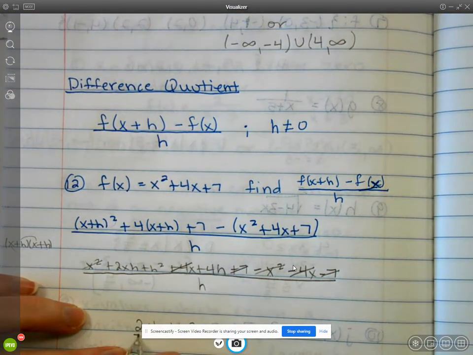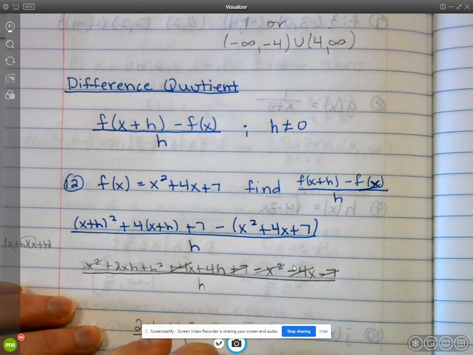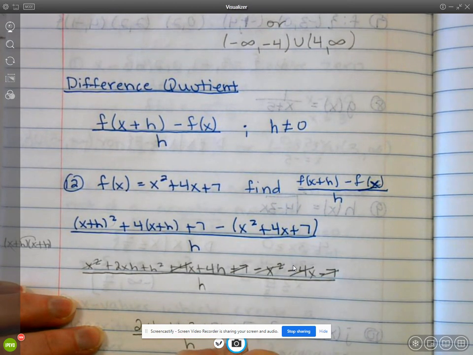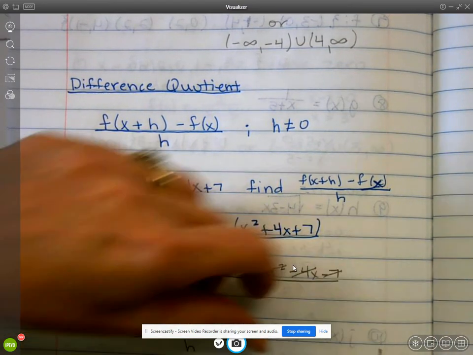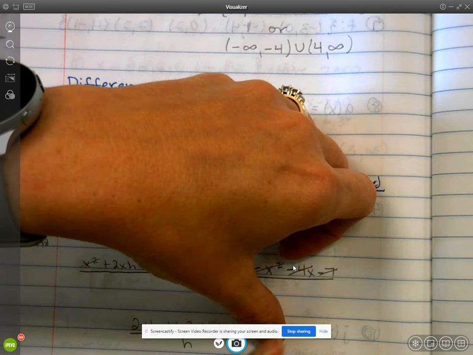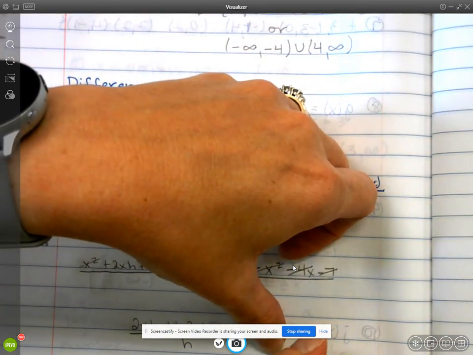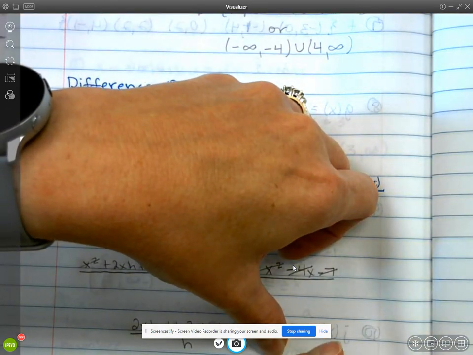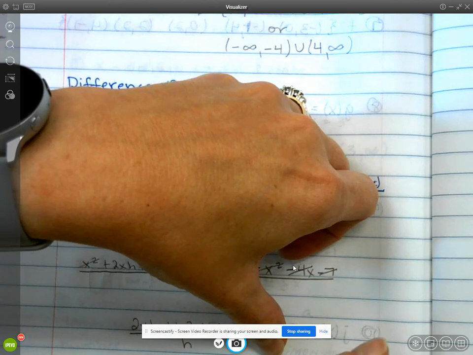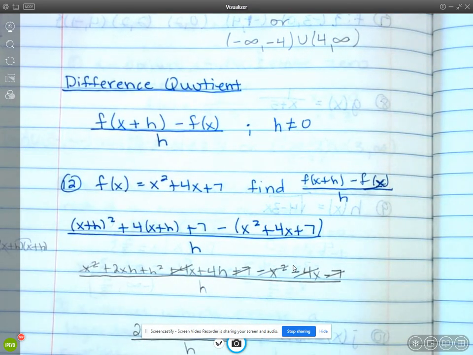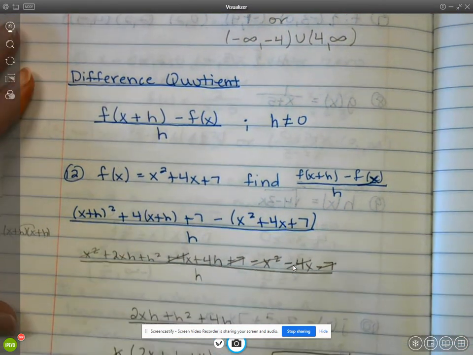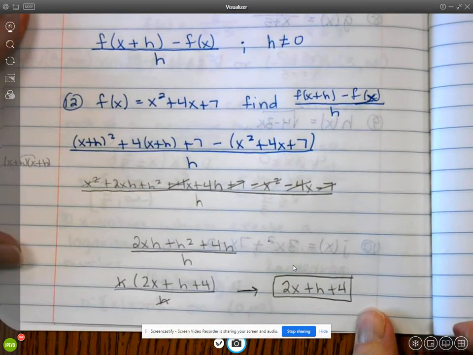Well, that works out nice because you're dividing by h, which means if I factor an h out of that numerator, then I can divide off the h on the bottom. And ultimately, our difference quotient works out to be 2x plus h plus 4. All right, so go back and watch that again, or just pause it so that you can write it all down. Sorry, I forgot to scooch it up.